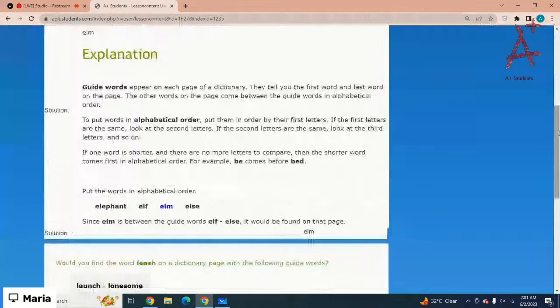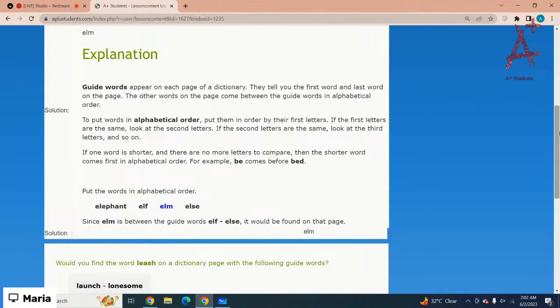Here is the definition of guide words. Just listen to me carefully. Guide words appear on each page of a dictionary. If you have a dictionary, go get your dictionary and follow the instructions we are reading. Got it? They tell you the first word and the last word on the page. The other words on the page come between the guide words in alphabetical order. Got it? So how do you look at the dictionary? Basically, the guide words are the words that appear on each page of a dictionary.